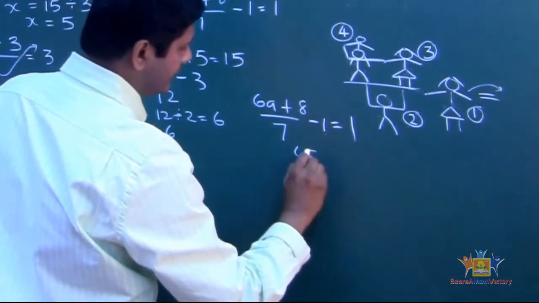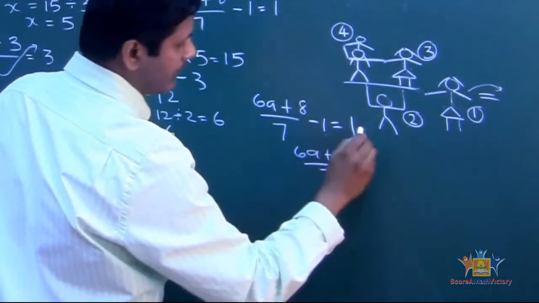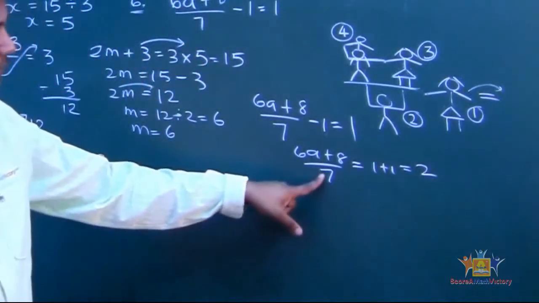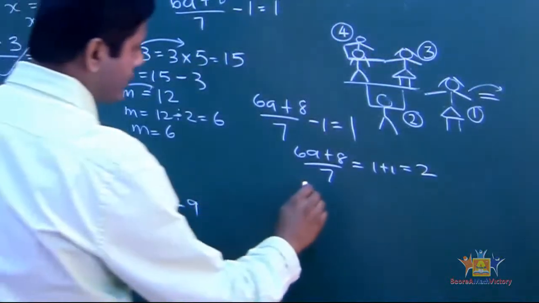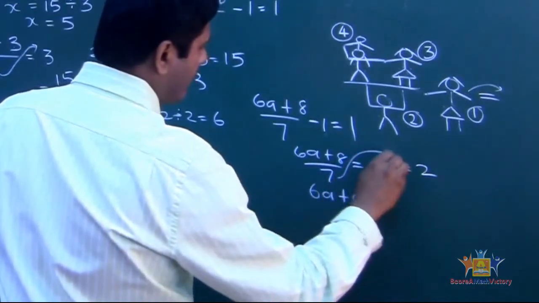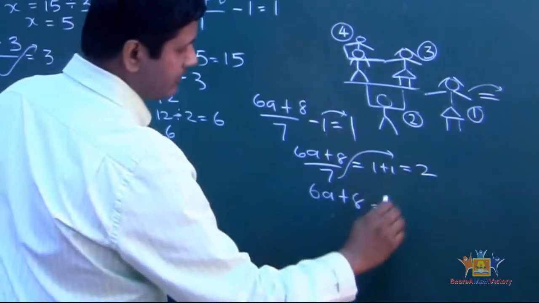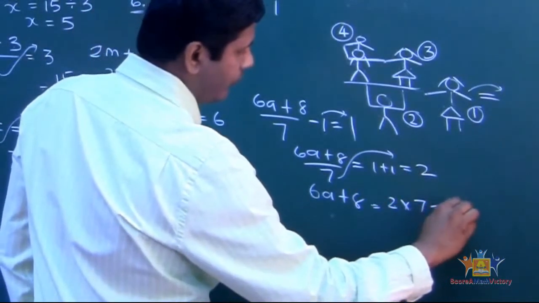So that gives me 6a plus 8 over 7 equals 1 plus 1, which is 2. And who's next? The 7. What is the 7 doing? Dividing. Crossing the bridge it becomes multiplication. So I'm going to bring this across. Division crossing the bridge becomes multiplication, so 2 times 7 is 14.